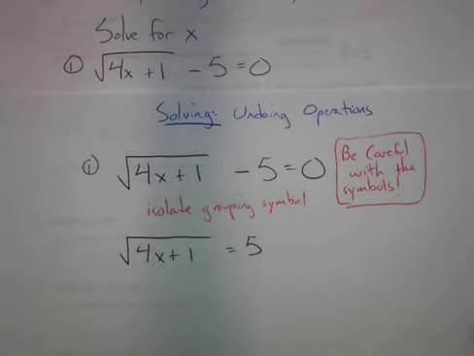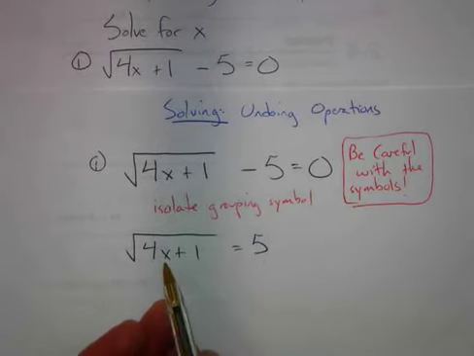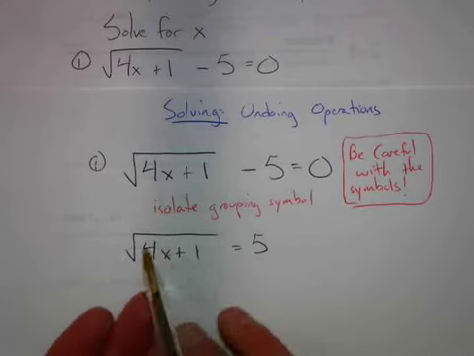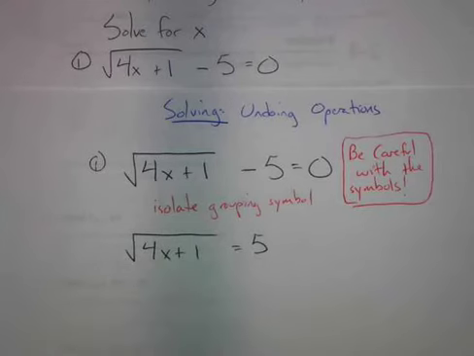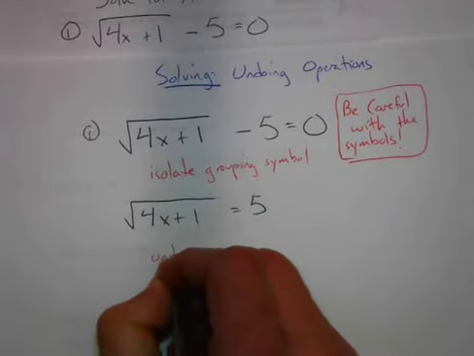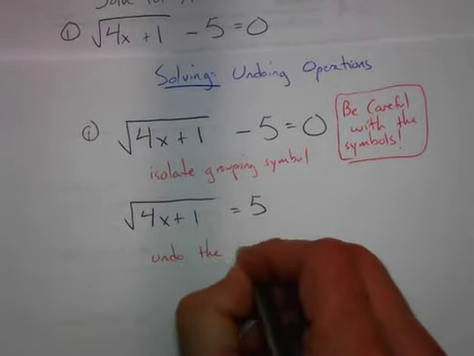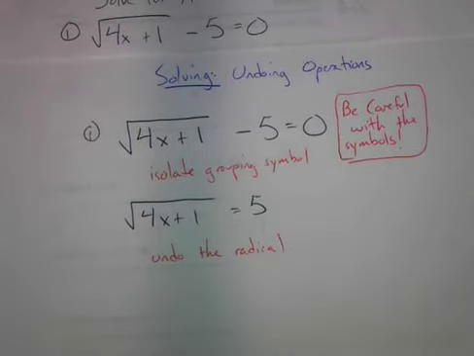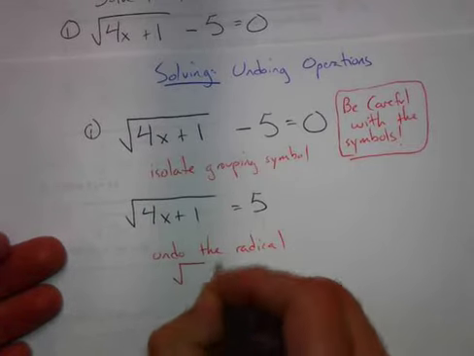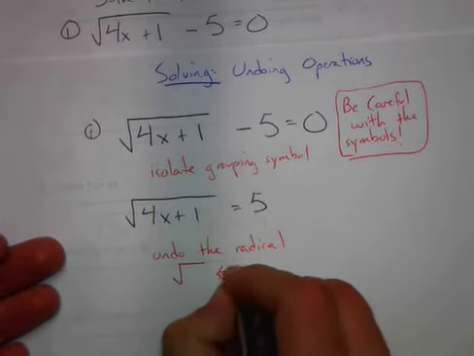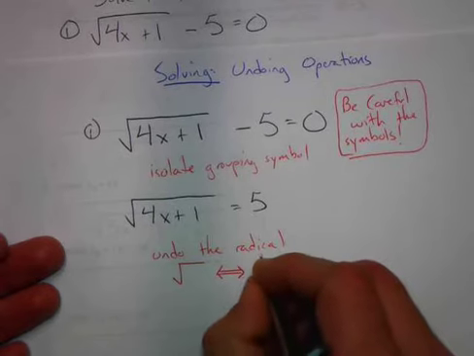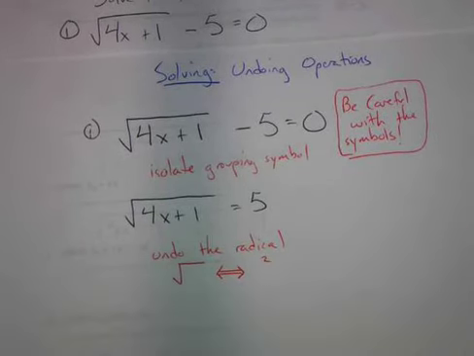So now that we have isolated our grouping symbol, what do we do now? We need access to that x, right? We got to get to that x, but that x is stuck inside this radical. Darn it. And so what we have to do is undo that radical. Now, this particular radical is the square root, right? And how do we undo a square root? We undo a square root by raising something to the second power.